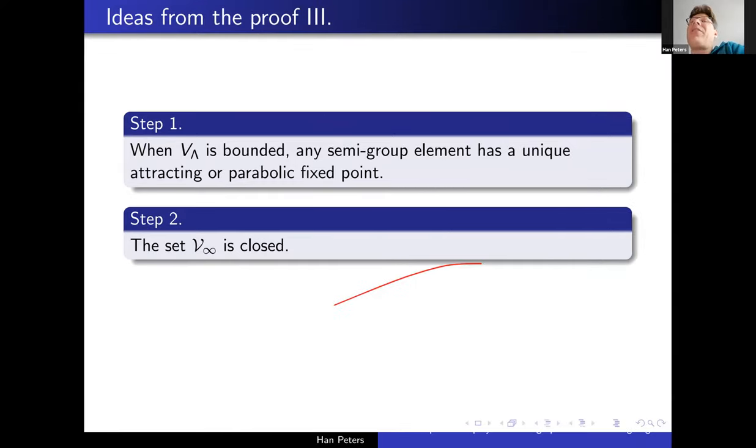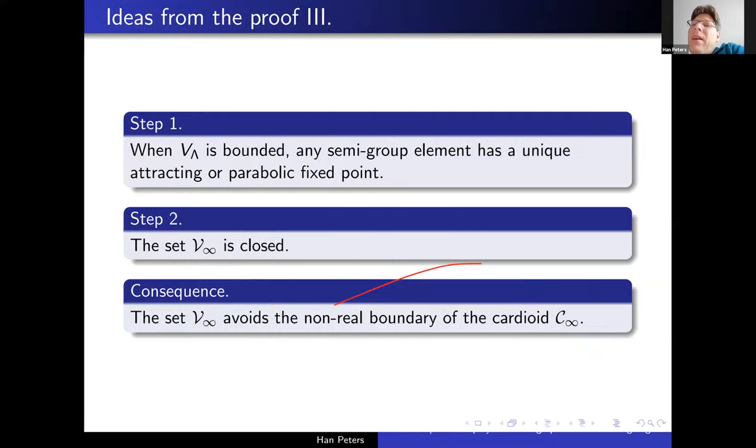Moreover, as I mentioned, the set V infinity is closed. Therefore, V infinity must avoid the non-real boundary of the cardioid, because the boundary of the cardioid corresponds to parameters for which the function lambda e to the power minus z has a neutral fixed point with non-real derivative. And that's not possible. So therefore, you must avoid the neighborhood of that boundary.